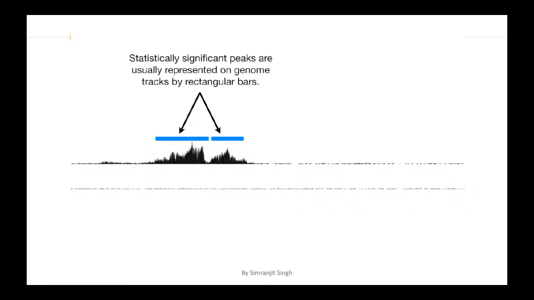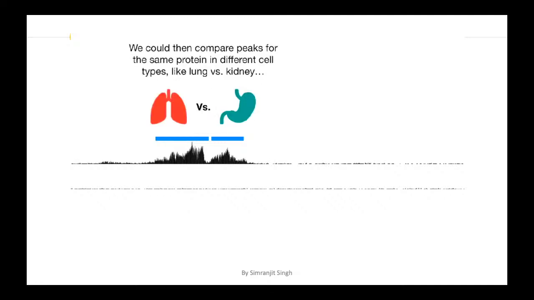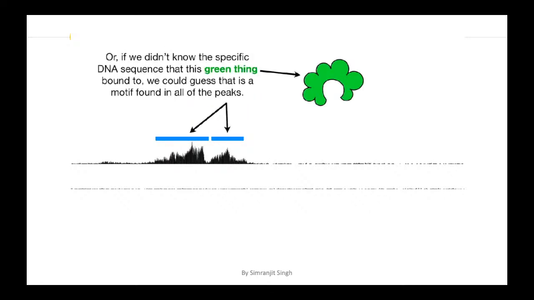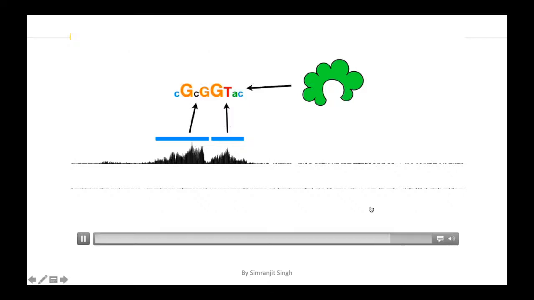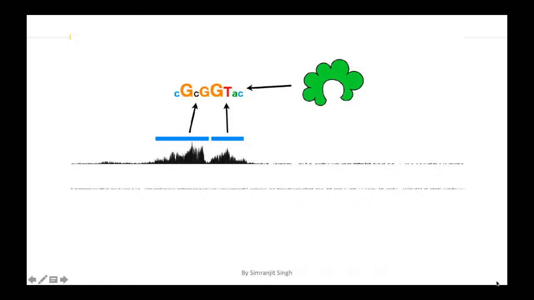Statistically significant peaks are usually represented on genome tracks by rectangular bars. We could then compare peaks for the same protein in different cell types, like lung versus kidney. Or, if we didn't know the specific DNA sequence that this green thing bound to, we could guess that it is a motif found in all of the peaks. Here's a motif found within the peaks that indicate where the green thing bound. The large letters are more frequently associated with the green thing than the little letters.